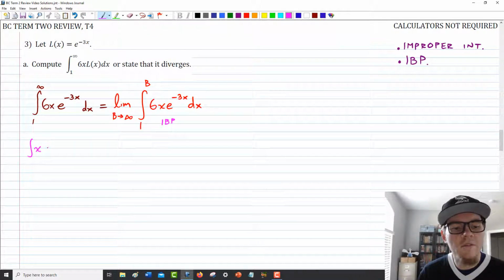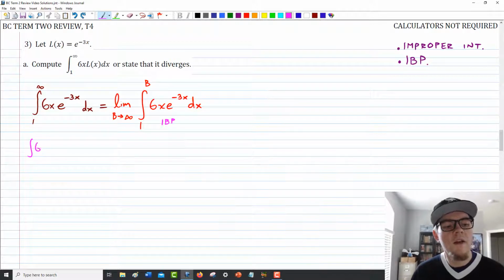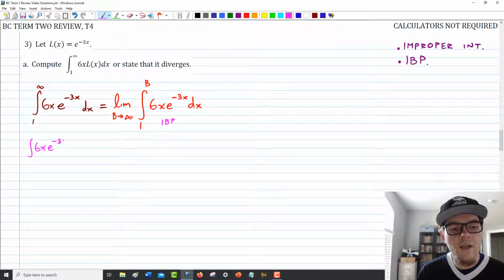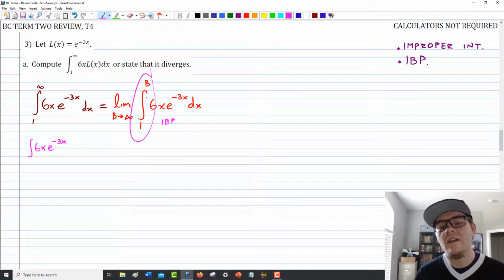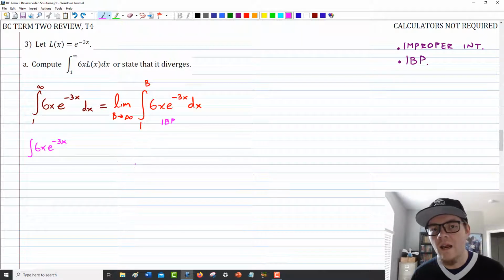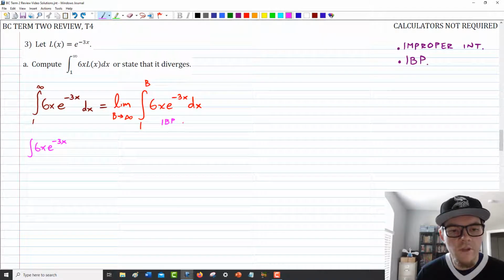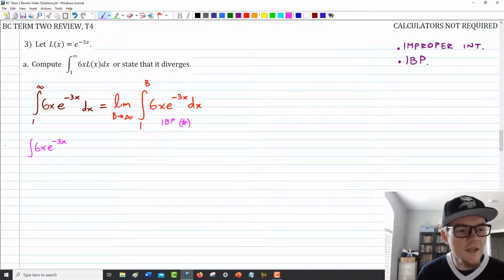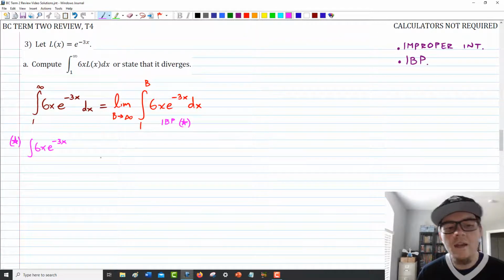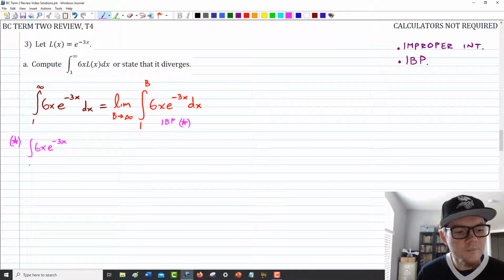So I'm going to go off to the side for a second and focus on evaluating 6x e to the negative 3x outside the context of that improper integral. I just want to get that out of the way. Consider it sort of an aside, which I use the star system for, and go work out this stuff over here.